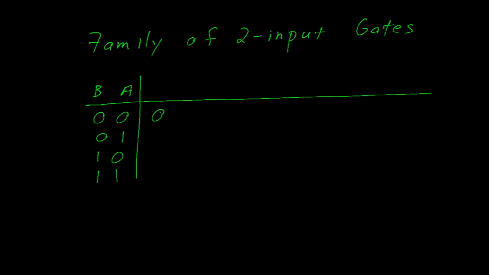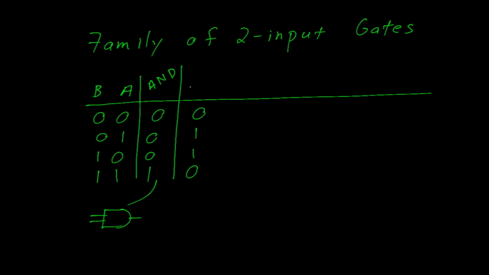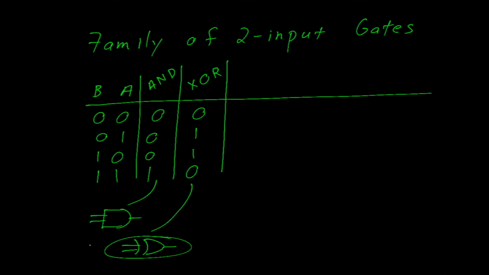If the output was 0, 0, 0, 1, we would call that an AND gate with a symbol that looks like this. Had the outputs been 0, 1, 1, 0, we would call that an exclusive OR gate with a symbol that's somewhat reminiscent of the OR gate, but it contains an extra curve at the input. So again, inputs A and B. That's the exclusive OR gate symbol.